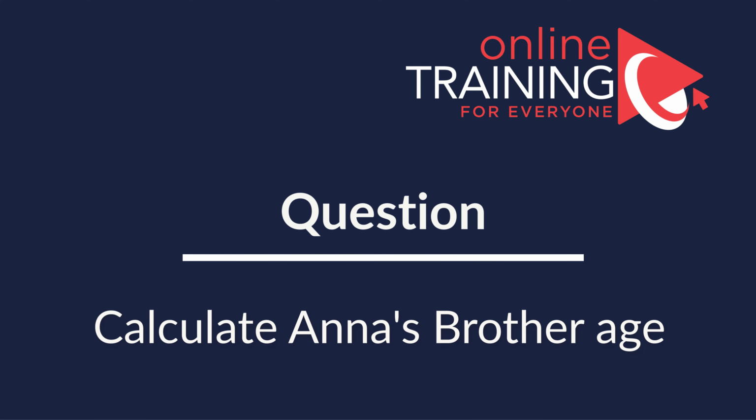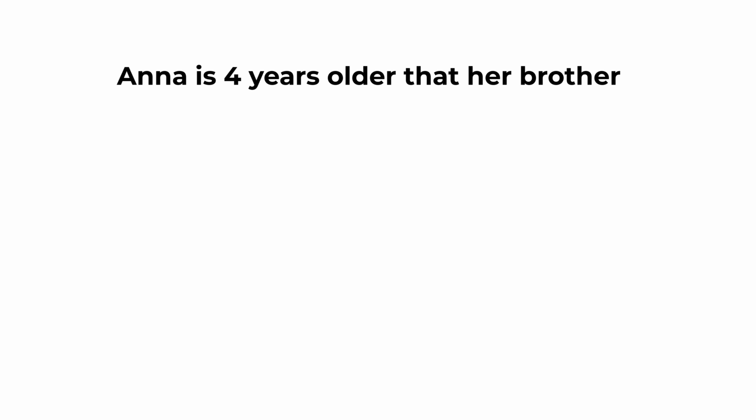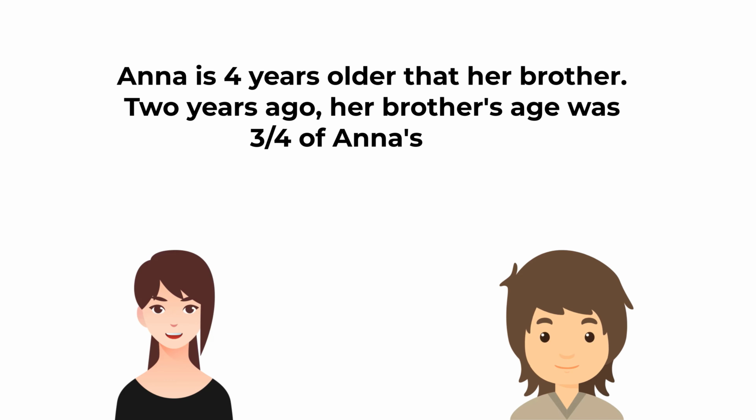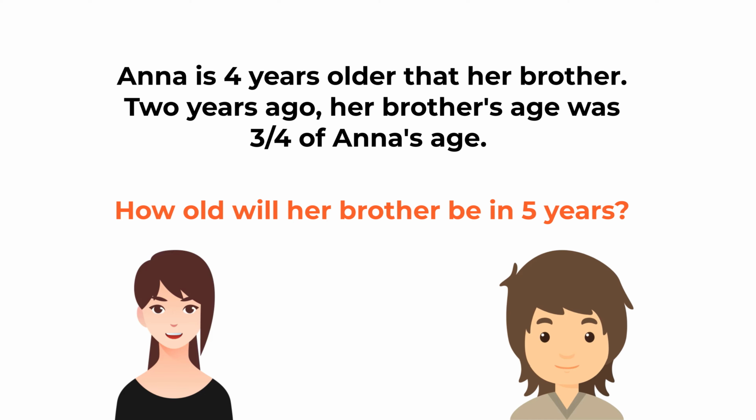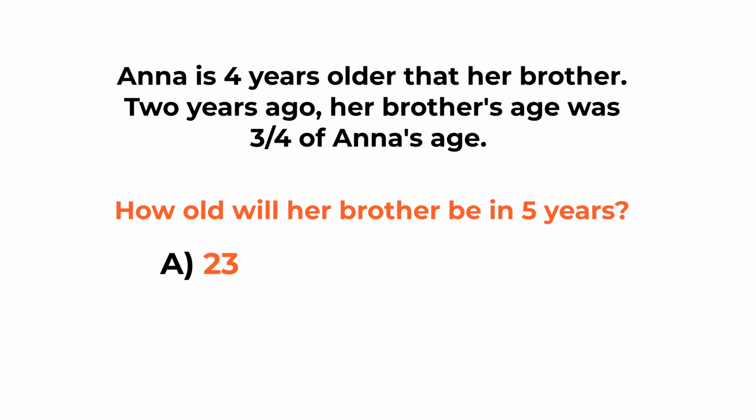Here's an excellent problem that you frequently see on the test. Anna is 4 years older than her brother. 2 years ago, her brother's age was 3/4 of Anna's age. How old will her brother be in 5 years? And you're presented with 4 different choices: choice A, 23, choice B, 21, choice C, 19, and choice D, 18.